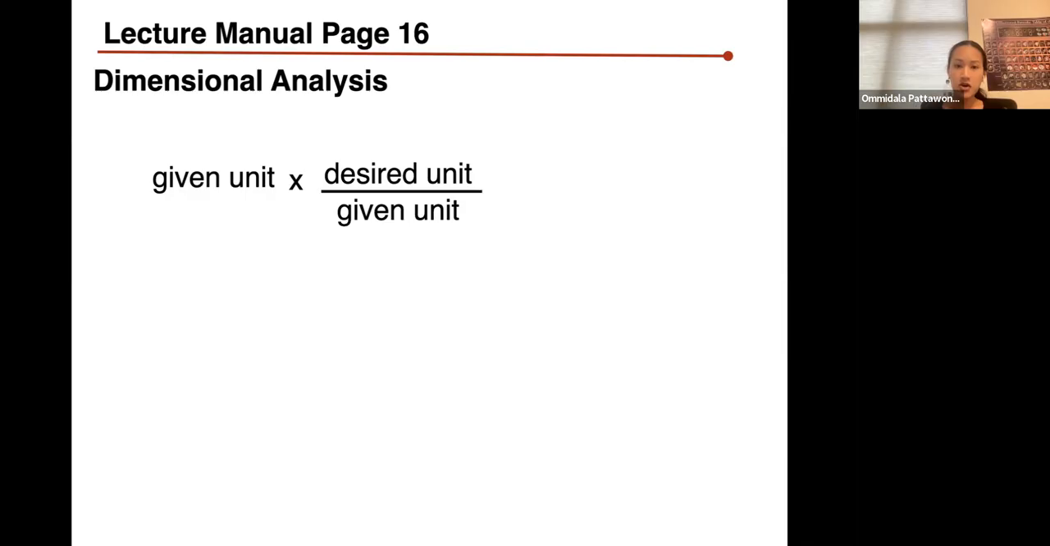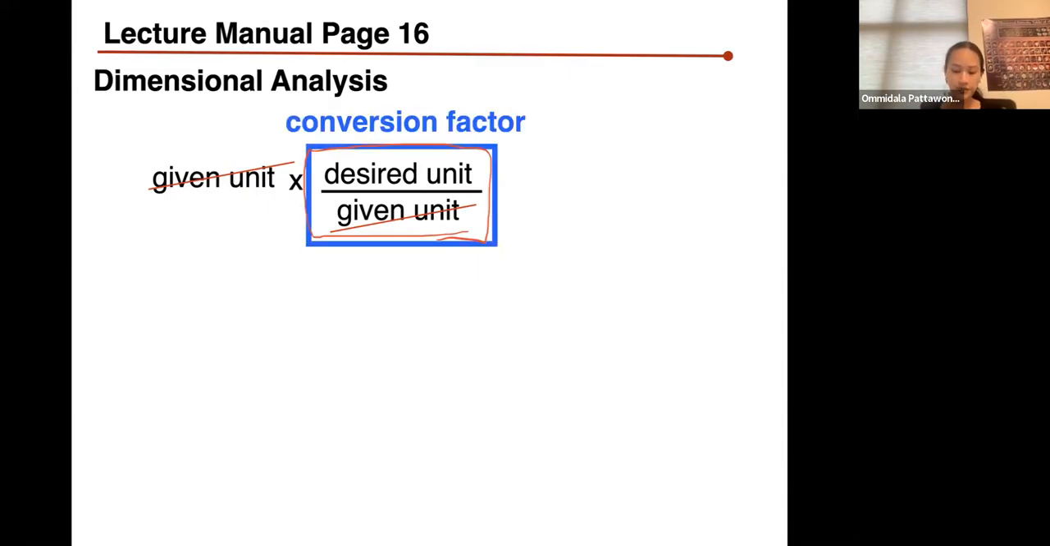Okay, so the given unit would be on the bottom, and whatever unit you want should be on top. In this case, you can cancel those given units, and note that the information that is giving you contains two units, both the given and the desired unit. This is what we call a conversion factor.